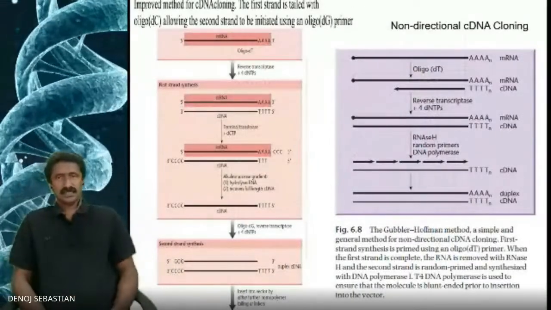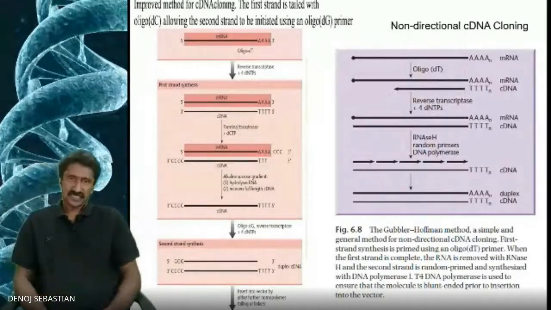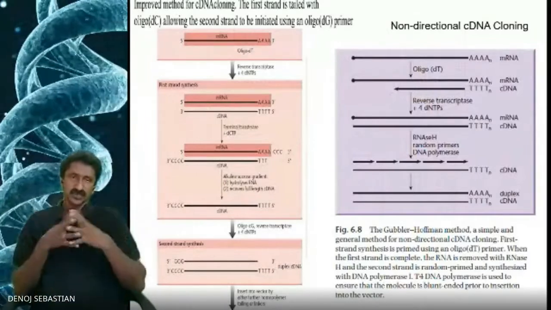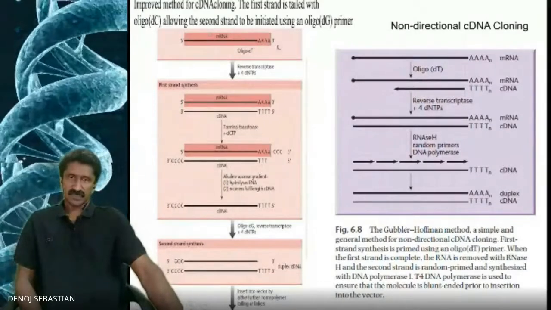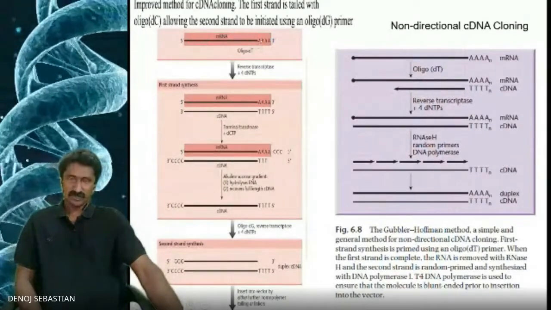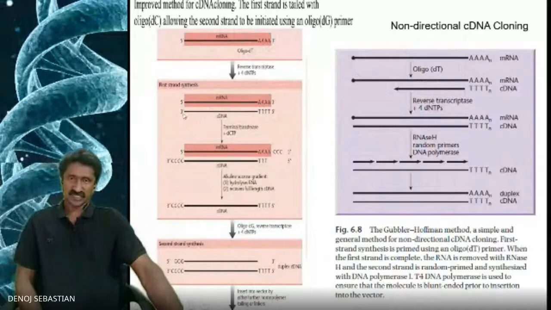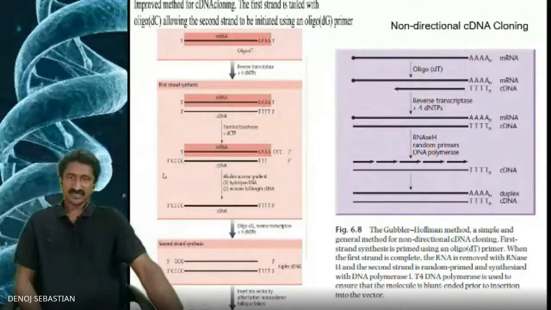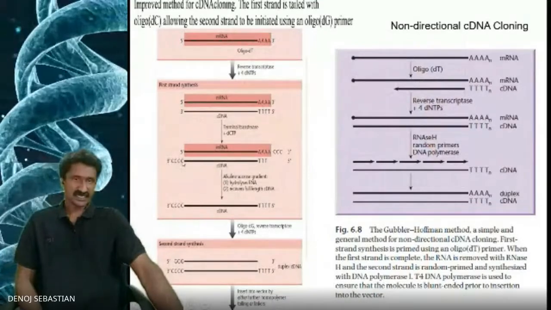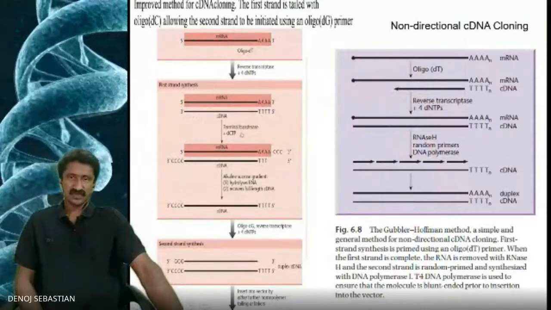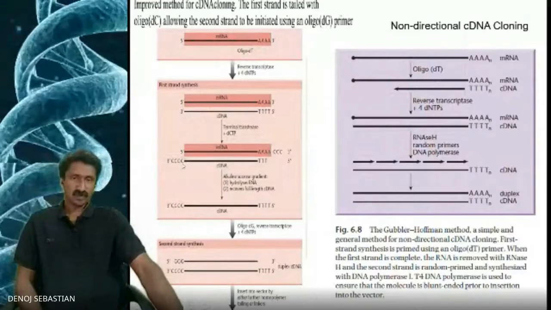Now this is an improved method for cDNA cloning. The first strand is tailed with oligo C, allowing the second strand to be initiated using an oligo G primer. For example, here we have the eukaryotic mRNA with the poly A. So an oligo dT primer can be used for synthesizing the first strand. Then you will use a terminal nucleotide transferase with dCTP, and that poly C will be attached to the first strand. So that C will be attached on one end.